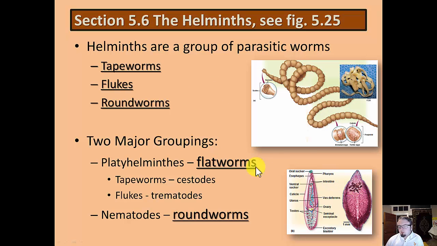Over here is another type of flatworm. These are called the trematodes or the flukes. And they consist of a single body shape here that is flat and almost looks like a leech, kind of has a mouth-like opening that they absorb nutrients through.